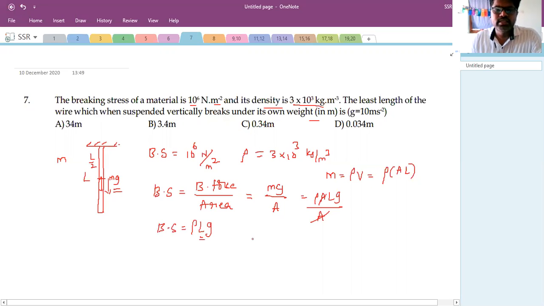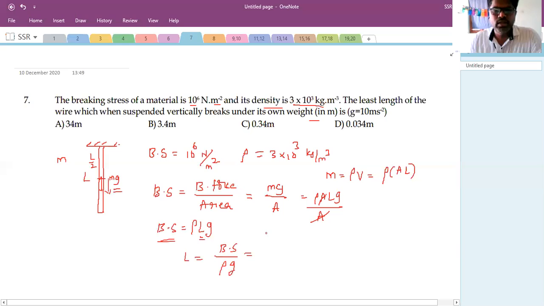Then this length L is the maximum length that is allowed for this breaking stress. Beyond this length of the rod, the breaking stress will be overcome. Then the weight will break, that means the rod will break into two parts. So L is equal to breaking stress by density into g, rho into g.